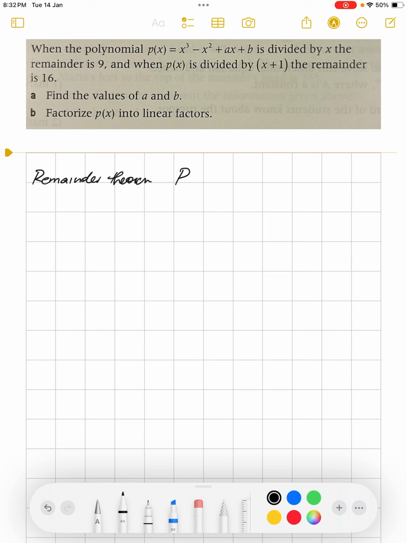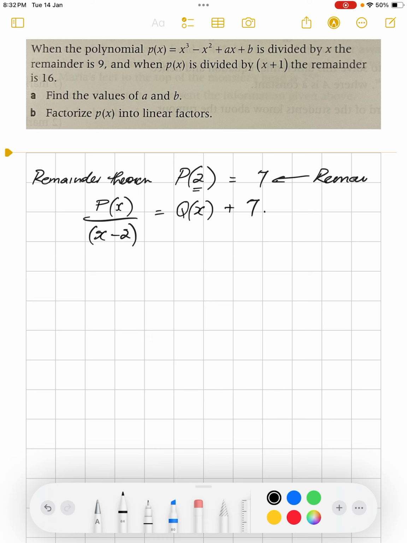If we substitute some value into a polynomial, such as substitute 2 into the polynomial, and we get 7, it means that if we divide the polynomial of x by x minus that 2 value, we will get some other polynomial with a remainder of 7. So this becomes our remainder, and that works vice versa.